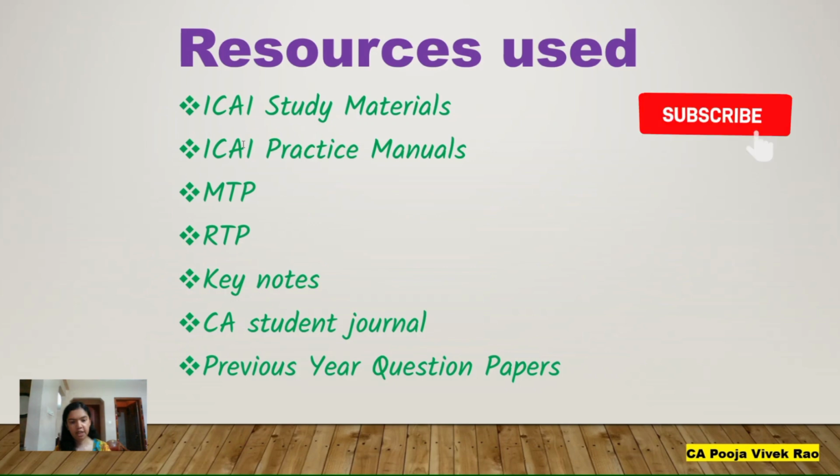So these were the resources I used: ICAI study materials, ICAI practice manuals, mock test papers, revision test papers, key notes which I prepared while studying, which I used later on while I was revising for the exams, and the CA student journal. It is very important to go through the CA student journal as well, as this has many amendments, case laws and exam preparation tips. Previous year question papers. It is also very important to solve the previous year question papers.